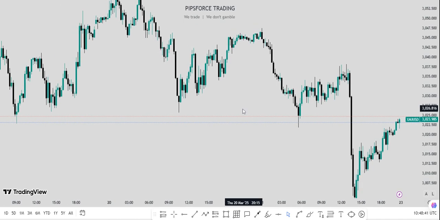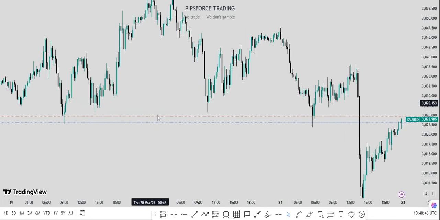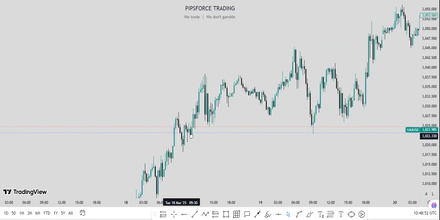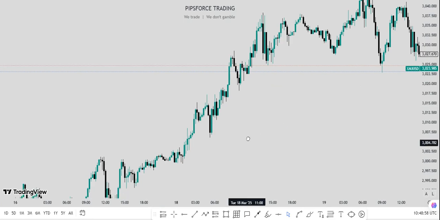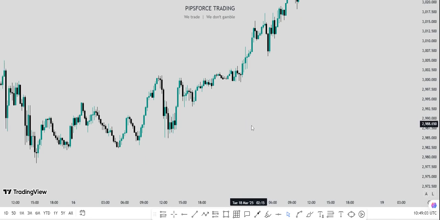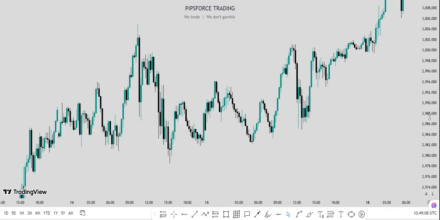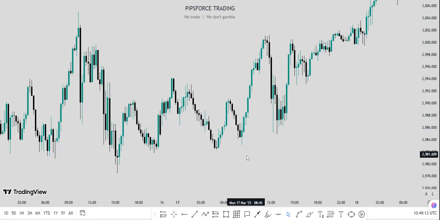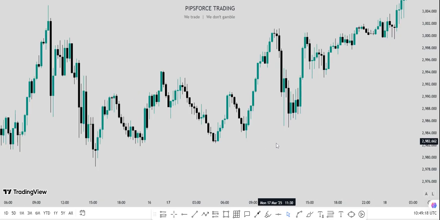We have two main types of order blocks: the bullish order block and the bearish order block. A bullish order block simply means the last bearish candle before an upward move, whereas a bearish order block is the last bullish candle before a downward movement. So if you get a last buying candle before a downward movement, that's going to be your bearish order block. And if you have a last selling candle before an upward movement, that's going to be your bullish order block.